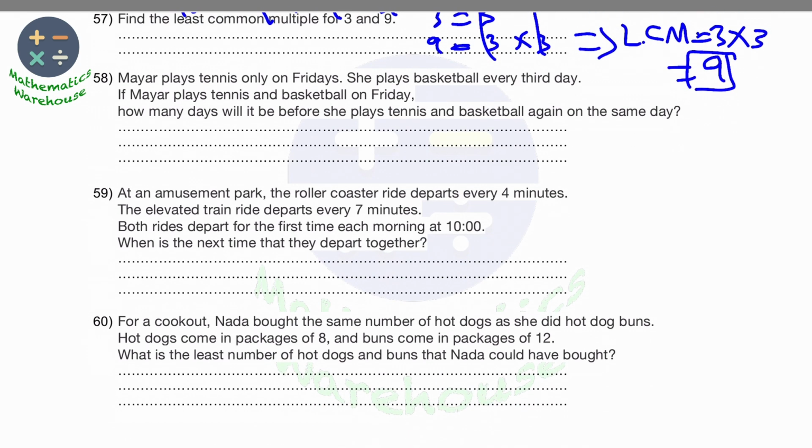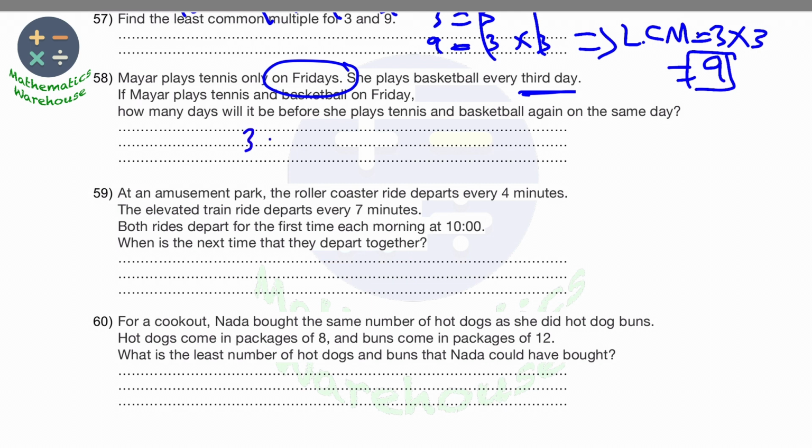Next question. Maya plays tennis only on Fridays. She plays basketball every third day. If Maya plays tennis and basketball on Friday, how many days will be before she plays tennis and basketball again on the same day? We want to find the least common multiple. If she plays only on Fridays, it means each 7 days and every third day. So we have to calculate the LCM between 7 and 3.